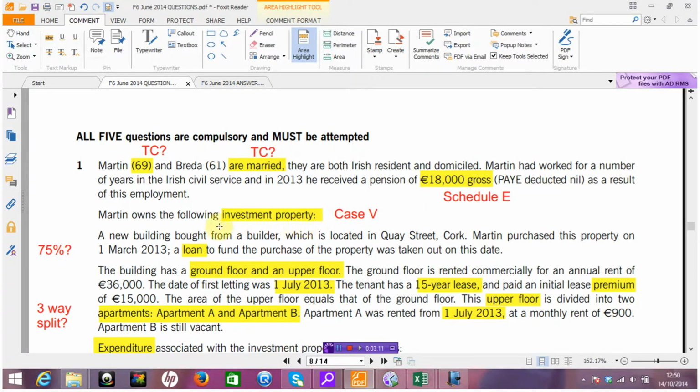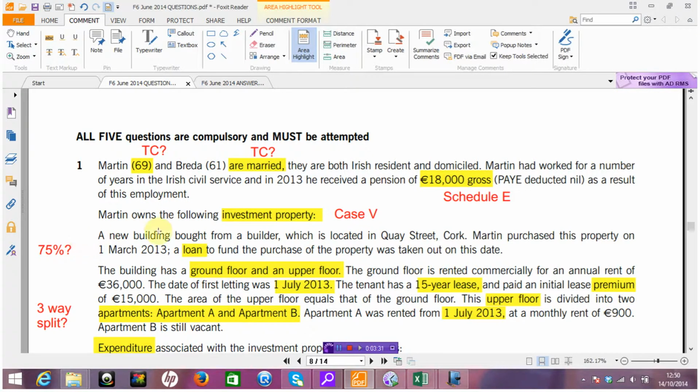Okay. Next issue here is that we see that this individual, Martin, has some investment income. So we've got to be thinking about case 5. And you'll recall from your studies that there are quite a few little tricks in this area of case 5 rental income that can be played on you. And many of them are played in this area here.